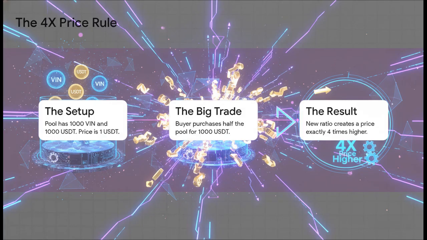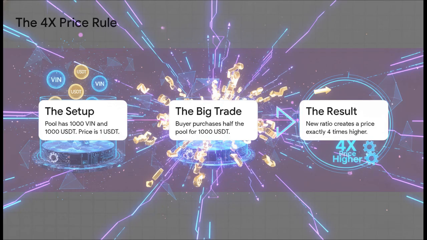Starting price? A nice, even 1 USDT per VIN. Now, enter the big trade. Let's say a buyer decides to purchase exactly half of the pool's entire token supply, so 500 VIN. Because of that constant product math we just talked about, to keep K constant, that buyer has to inject a massive amount of USDT into the pool. Specifically, they must add another 1,000 USDT.